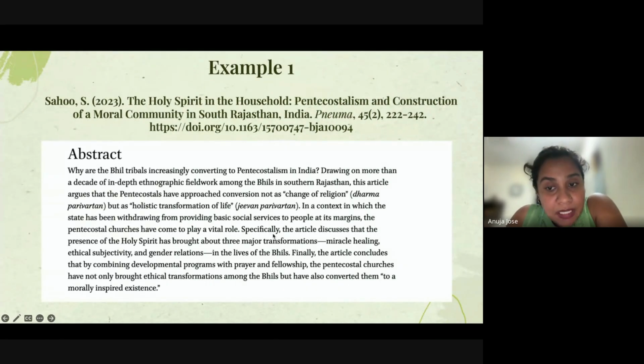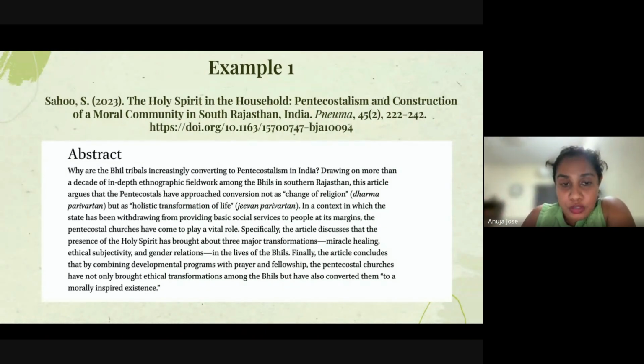He's saying that specifically the article discusses that the presence of the Holy Spirit has brought about 3 major transformations: miracle healing, ethical subjectivity, and gender relations in the lives of the Bills. Finally, the article concludes that by combining developmental programs with prayer and fellowship. So it is not just prayer and fellowship, but they're combining developmental programs as well. Because of the state withdrawal, the fellow Pentecostal churches have become a hit in that particular area. So there he's giving his finding there.